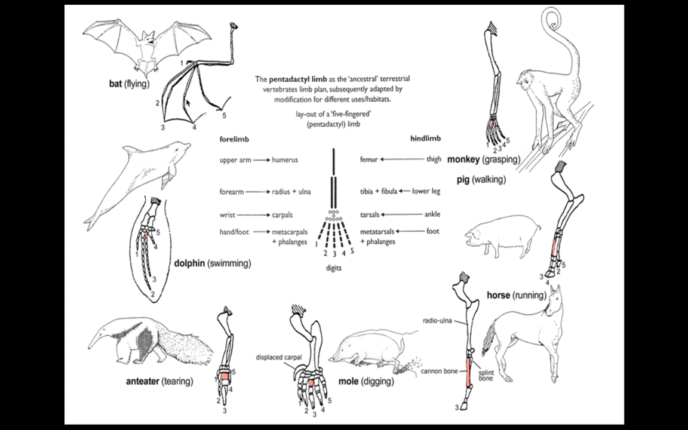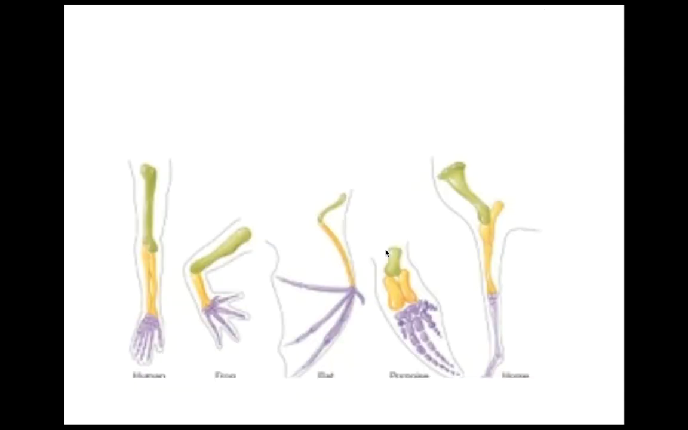If we look at a bat wing, a dolphin flipper, an anteater leg, a mole arm, the leg of a horse, the leg of a pig, the leg of a monkey, or an arm of a monkey. If you look at their arms, it's all the same: humerus, radius, ulna, carpals, metacarpals, and phalanges. If we look at their legs, they all have femurs, tibia, fibula, tarsals, metatarsals, phalanges. All the same, so homologous structures.